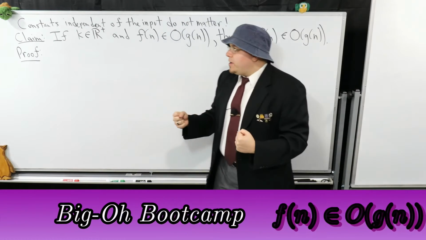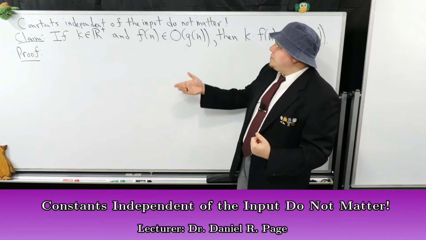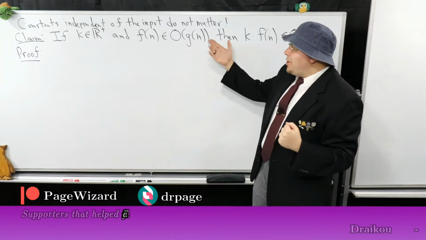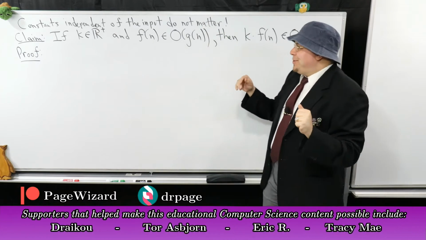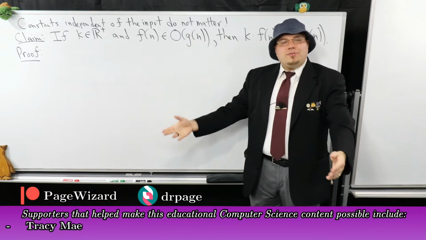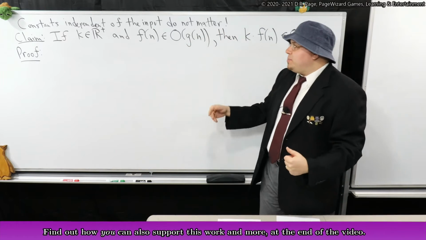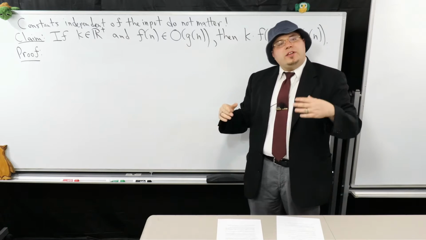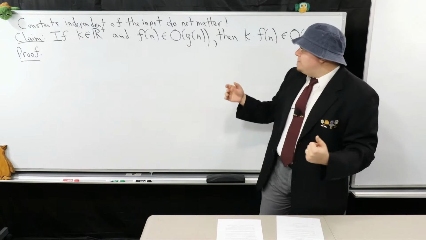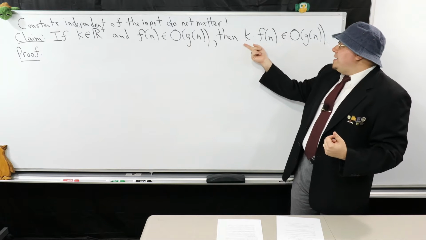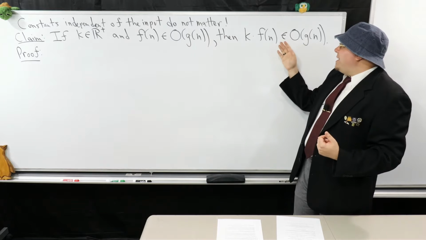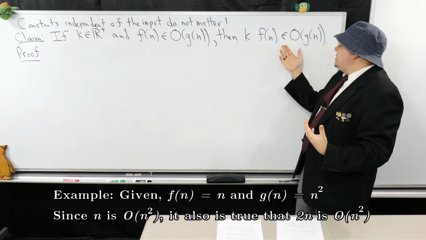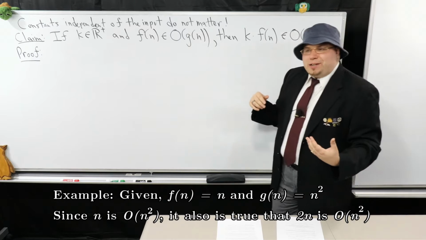So today we're going to be proving another property of big O, namely that constants independent of the input to the complexity function do not matter. So in mathematical terms, what I'm saying is if I give you some real constant that's positive called k, and I know that f is big O of g, given two complexity functions f and g, then I get for free k times f of n. So if I take k and multiply it by f, then it's going to be big O of g.